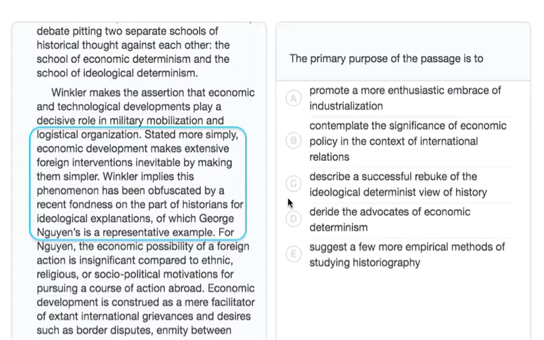In the first paragraph, the author introduces the historian and scholar Bernard Winkler and his contribution to the debate between two schools of historical thought, here economic determinism and ideological determinism. In the second paragraph, the author explains Winkler's work and his support of economic determinism, and how his work often differs from or is challenged by ideological determinism.